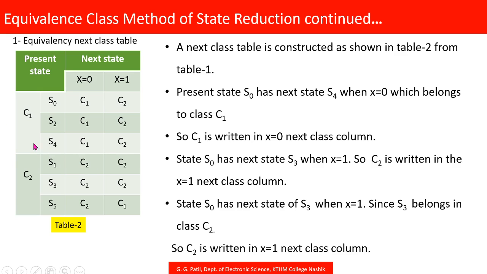Now the next step is to partition this one equivalency next class table further. If we observe it carefully, for this group C1 all states are equal, but for this class C2, here C2 C2 C2 and here C2 C2 C1. So this state has a different class. It is C1 and in the rest of the places it is C2. So we can further partition the state table.